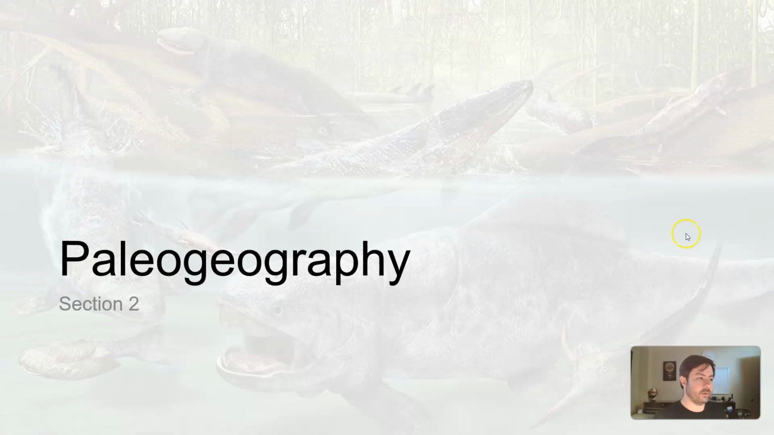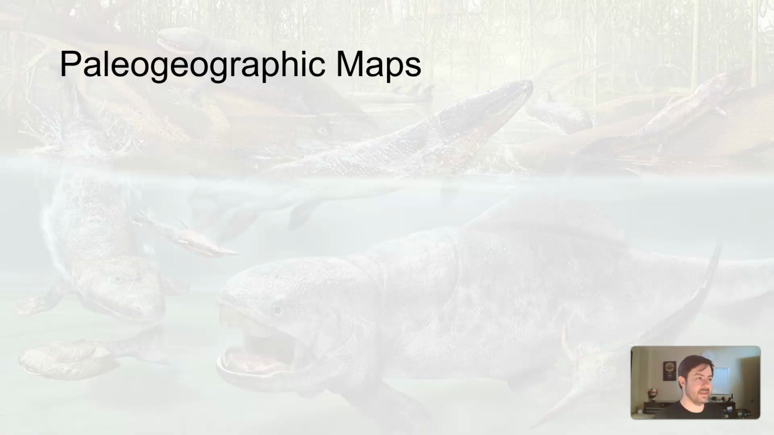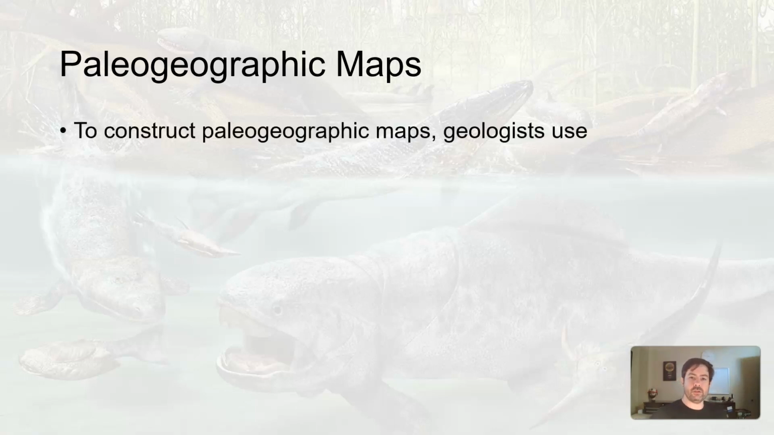So paleogeography. Paleo means old. Geography means where things were at. So this is where things were at in the past, as far as land is concerned. So paleogeographic maps are these pretty awesome things, and I'll show you a couple of examples.